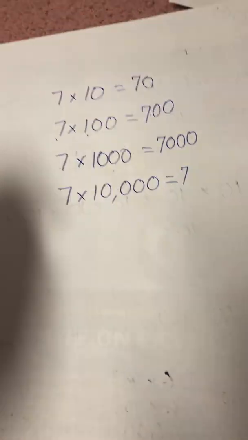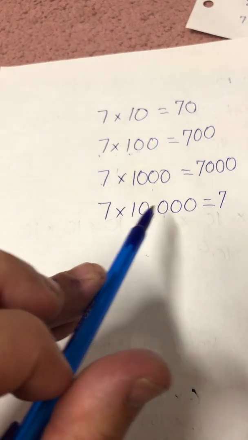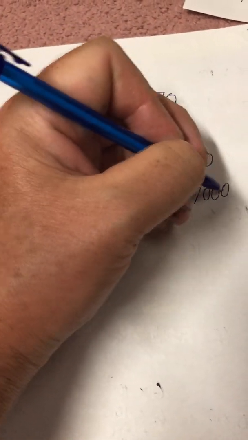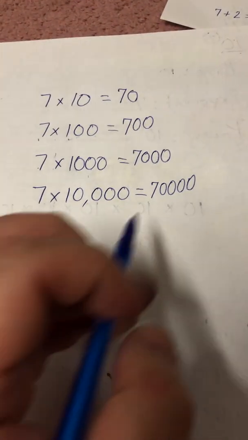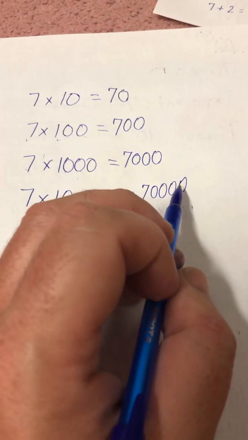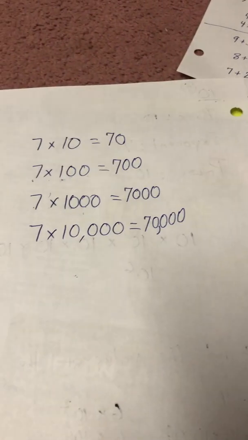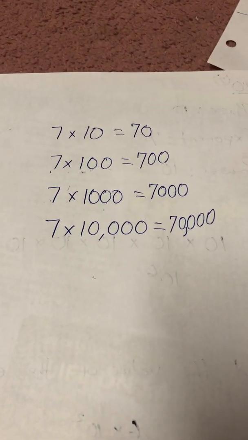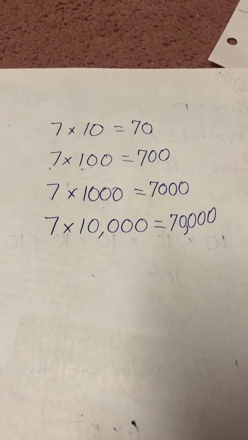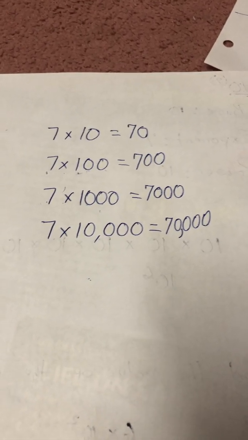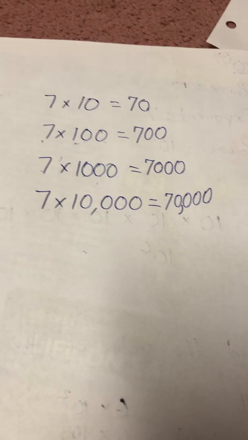7 times 10,000. 7 times 1 is 7. Add the 1, 2, 3, 4 zeros. And for here, I should probably get a comma. 1, 2, 3. Counting backwards, I get 70,000. So that's pretty basic, but there you can see how those patterns will work.